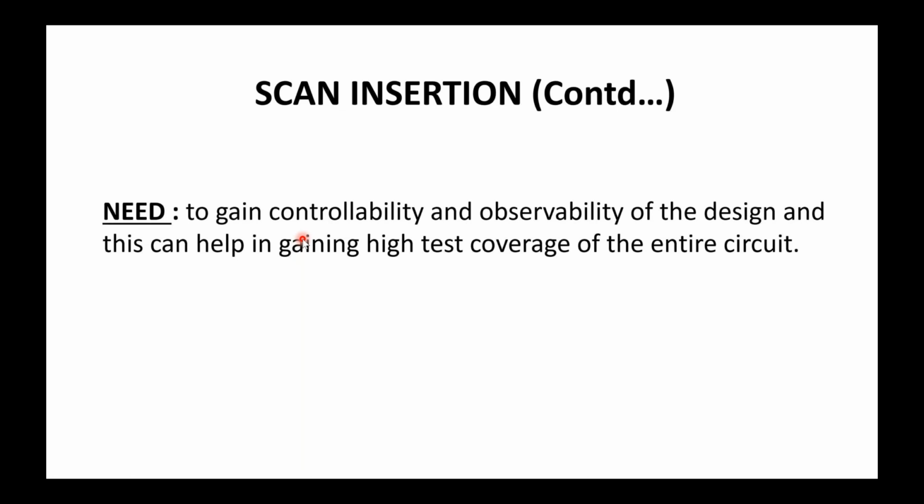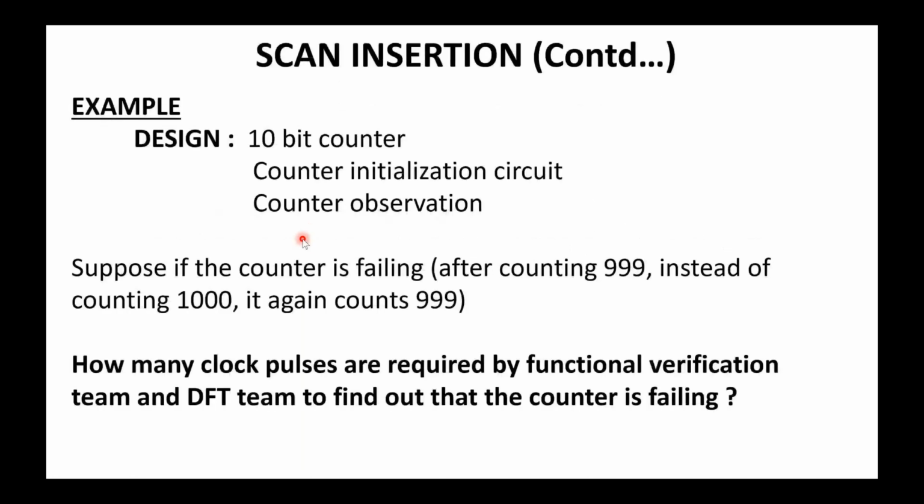So just consider an example that we are having a 10-bit counter. There is a counter initialization circuit and there is a counter observation circuit. We'll just assume that the counter is failing. That is, after 999, instead of counting 1000, the counter again counts 999. We'll assume that this is a manufacturing defect, which is why the counter is failing. So after 999, on the 1000th pulse, the counter again counts 999 instead of 1000. We will see how many clock pulses are required by the functional verification team and the DFT team to find out that the counter is failing.